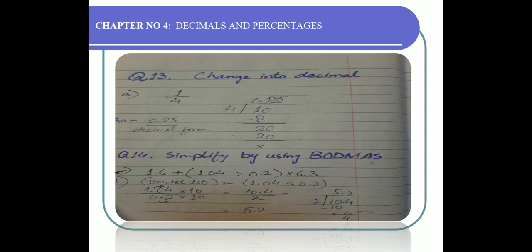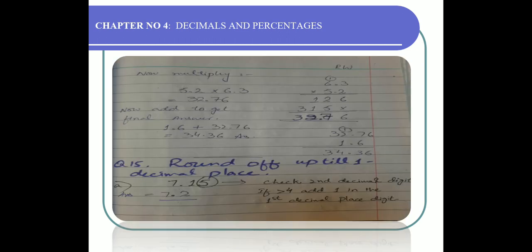Place the point in the next digit. So it has become 10.4 divided by 2. Multiply by 10 in the numerator and denominator. Divide it. The answer is 5.2.